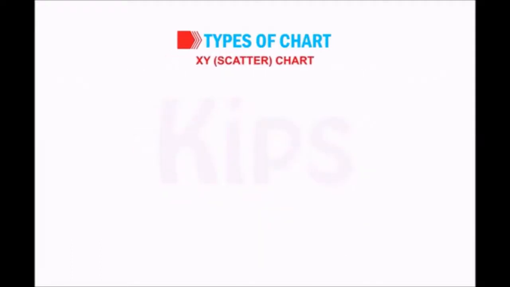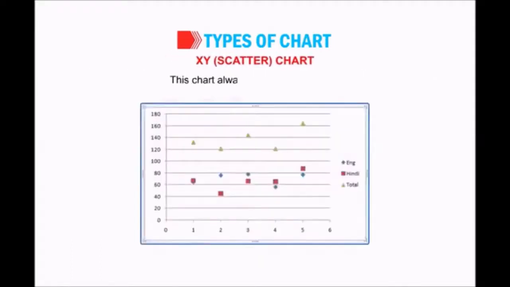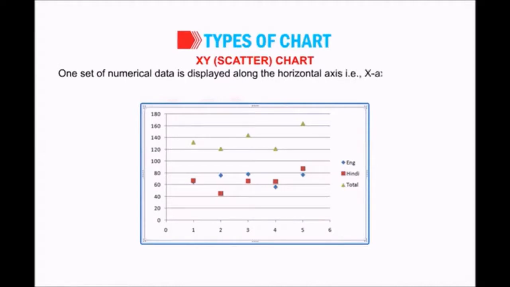Number 5. XY scatter chart. This chart always has 2 value axes. One set of numerical data is displayed along the horizontal axis, that is x-axis, and another set is represented by the vertical y-axis.